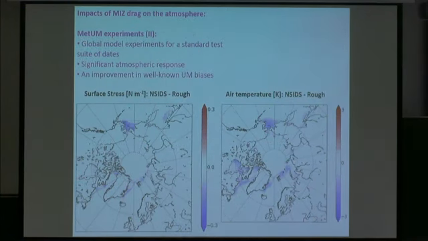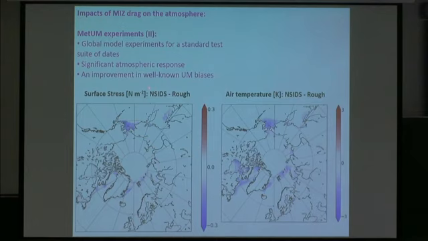And we've done a second set of experiments as well using a global configuration of the Met Office model. So this is a global simulation with a larger grid size, 17 kilometers. It uses a standard Met Office test suite, which is like a collection of days spaced through the seasons.